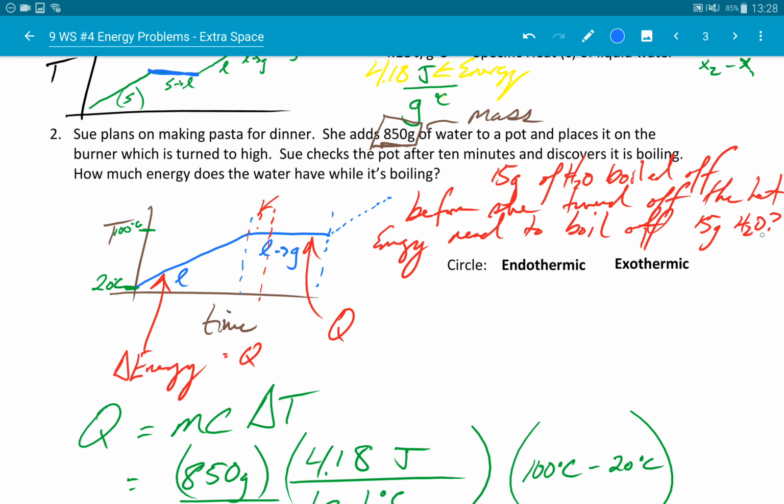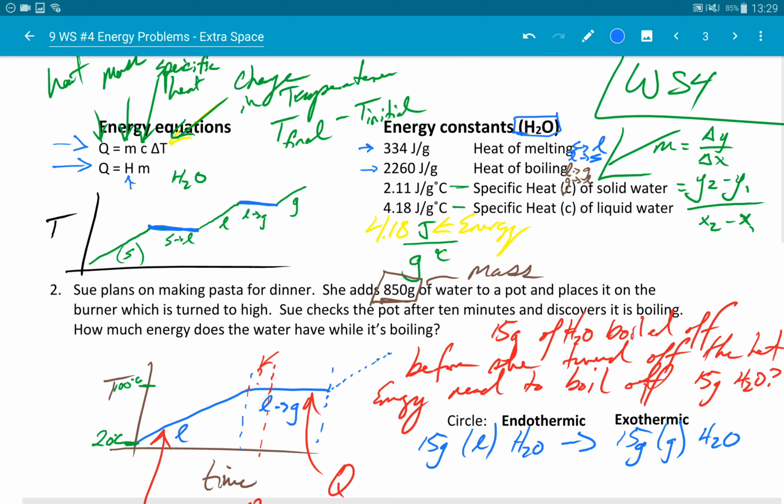how much energy does it take to transfer 15 grams of liquid H2O to 15 grams of gaseous H2O? We could write that as an equation here: 15 grams of liquid H2O transforming into 15 grams of gaseous H2O. Now, I'm not changing the temperature of that thing, but I am changing the state of that thing. And here's where that second equation comes into play, where we're using the change in enthalpy, or the heat of boiling, as it says here.